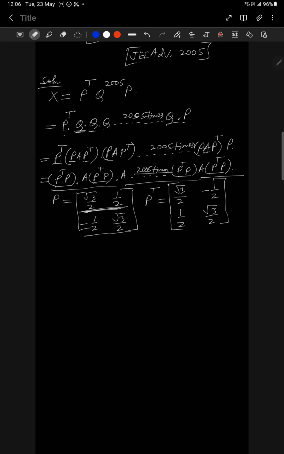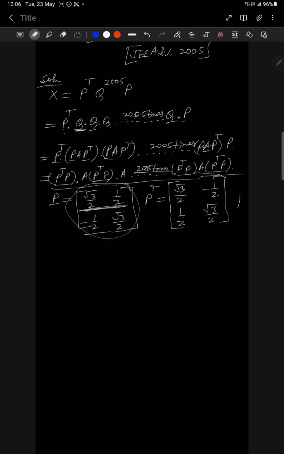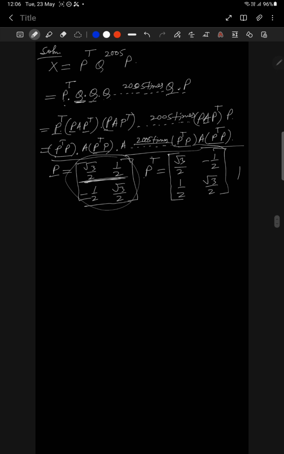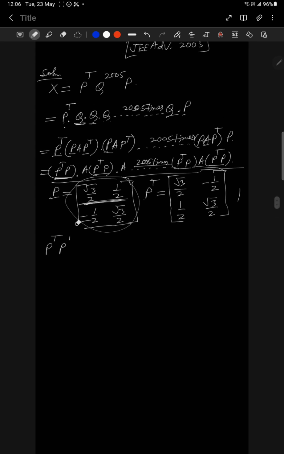I hope the point is clear to all of you. Alright, this one is P, this whole thing is P, and P transpose is this. Now we have to find the matrix multiplication of P transpose and P. So let us first carefully find the matrix multiplication of P transpose P.